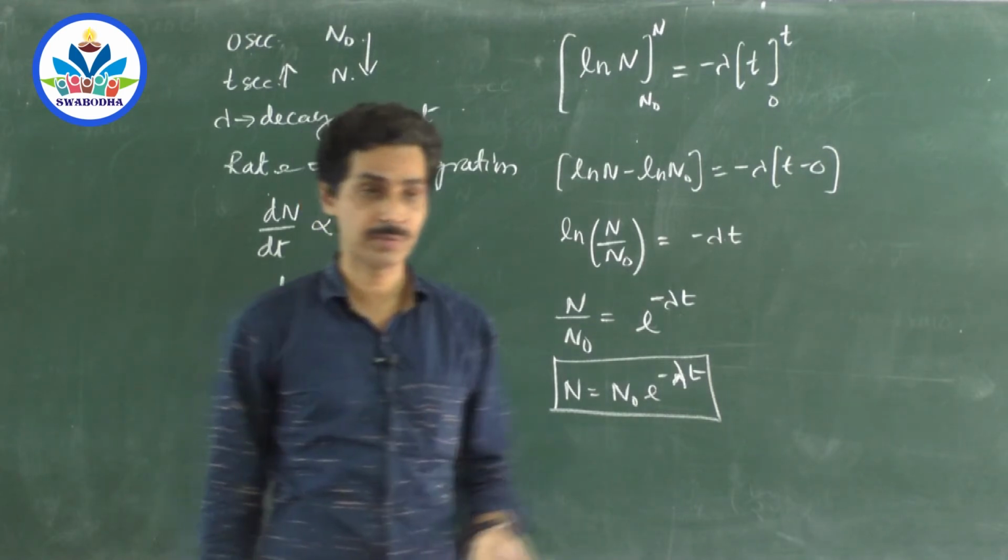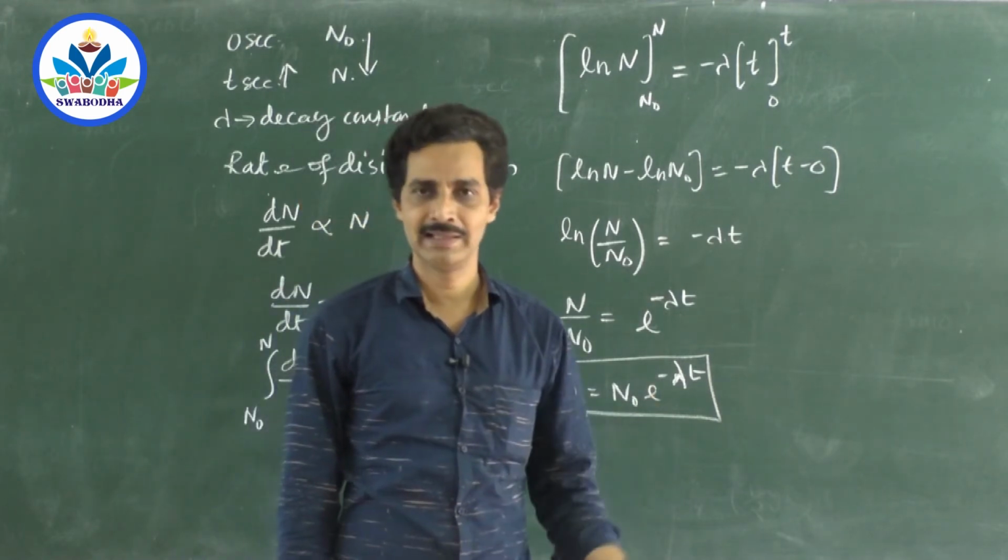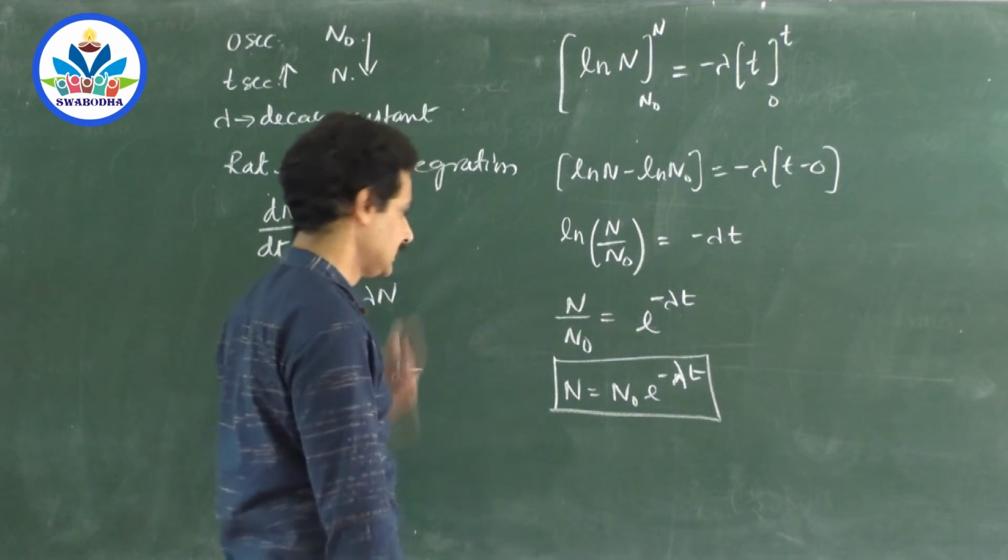So this equation shows that the number of atoms in the sample decreases exponentially with time. What do you mean by exponential decay? What do you mean by linear decay? So we will see that.